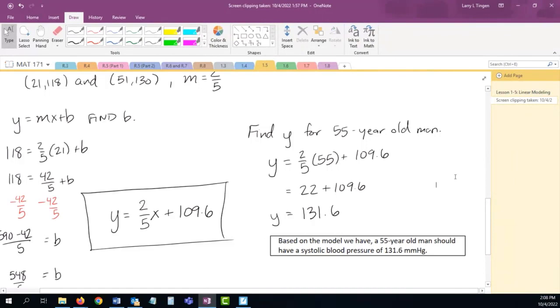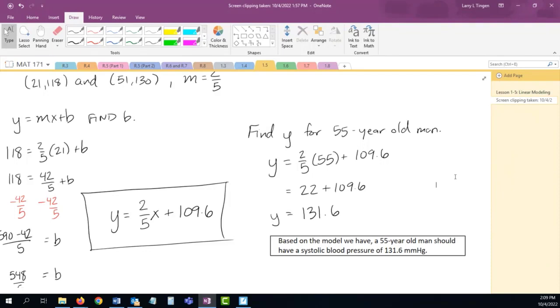Because notice when I did the problem, I picked 2 points in the data set. And since I picked those 2 points, this line's been created. If I picked any 2 other points, I would end up with a different answer here because my equation would be different. When I do 0.4x plus 109.6, do you mean instead of finding B? The 2/5 is 0.4. It's the same thing.